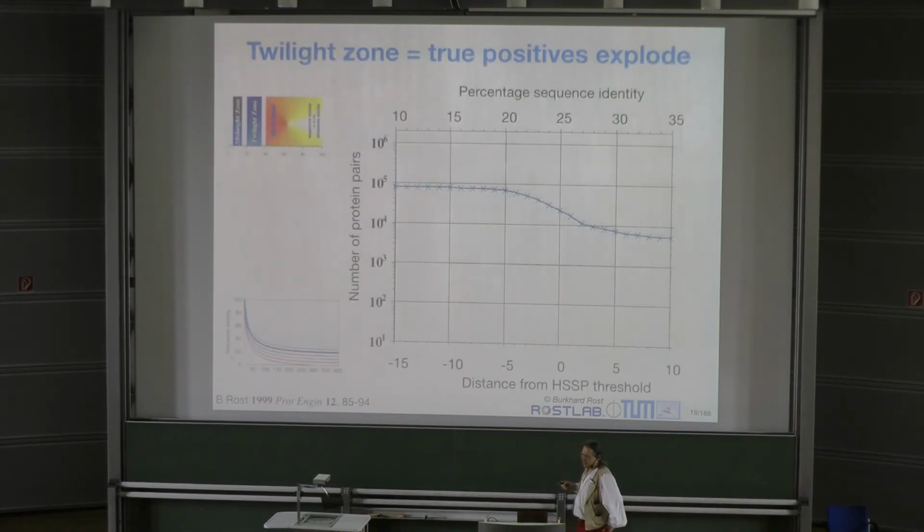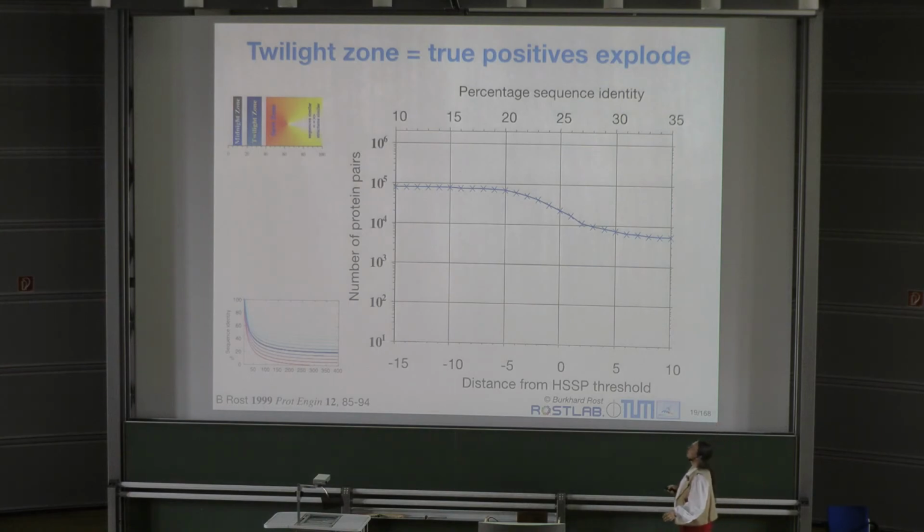In the actual counts, what I'm plotting is actually the distance from this gray curve. So the gray is here, the blue. That's the distance +5, +10, and so forth. And that's -5, -10, and so forth. So 0 was the gray curve. Up here, I write percentage sequence identity.